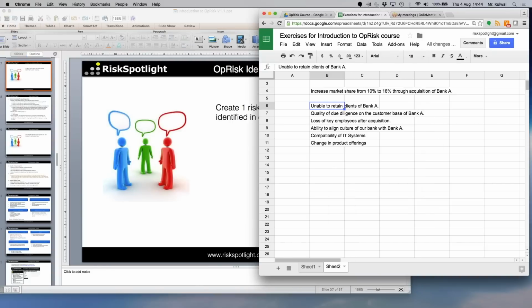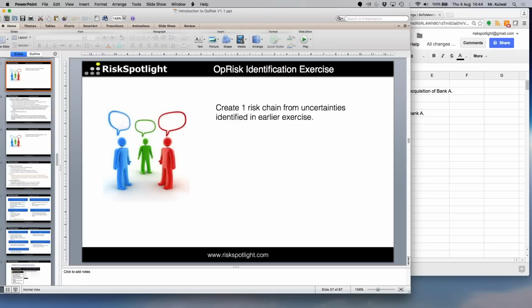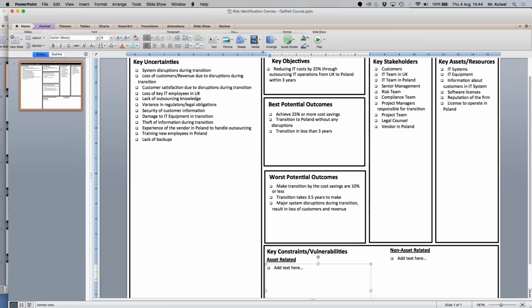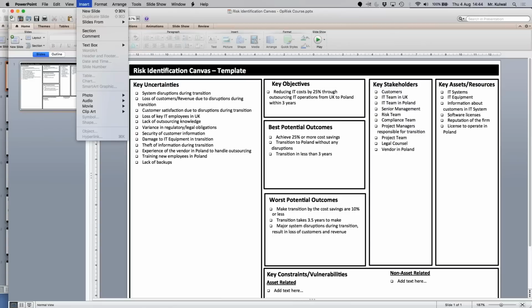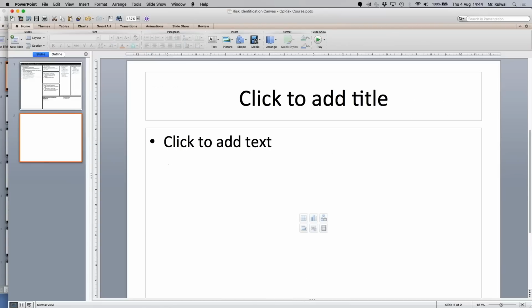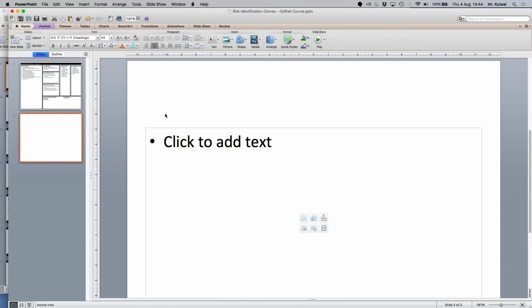So let's go and create one risk chain, and then we'll take a quick break, and then we will resume. We identified a few uncertainties on our other PowerPoint presentation, so let me just bring that out now. Let me take this on the next slide, so then we can create the chain.